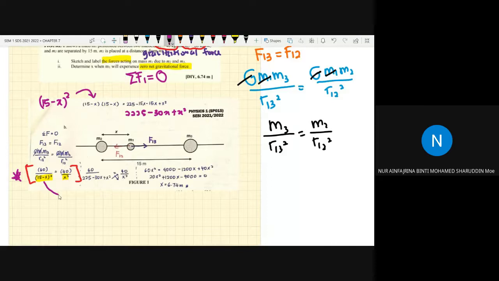Dah dapat, dah expand, awak tulis balik. Bila dah tulis balik, the next step is darab silang, cross multiplication. So bila awak dah buat cross multiplication, awak akan dapat macam ni lah. 60x squared equals to ini semua. Dan awak kecilkan dia dan awak akan dapat value x awak. Okay, boleh? Dan value x awak ini adalah from mass 2. Nampak tak? X ini adalah daripada mass 2. Okay, boleh?